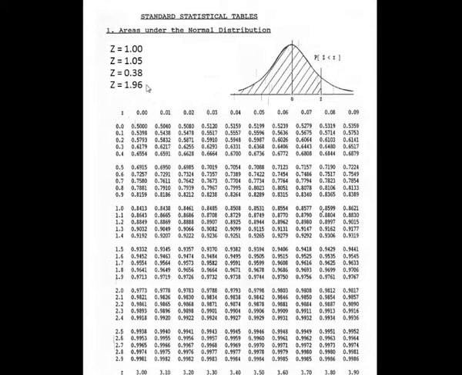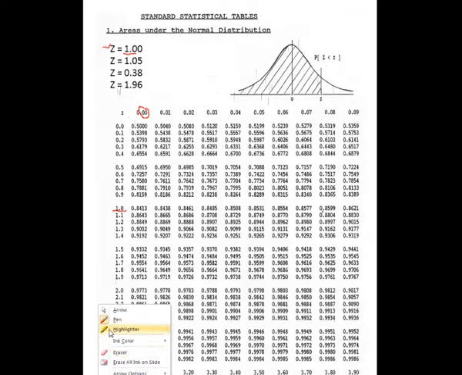Let's see how to read it. We have some sample Z values up top here. All Z values are essentially 3 digits, a whole number and 2 decimal places. If we're looking at Z equals 1.00, the first 2 values, the 1.0, are going to come from the left-hand side of the table. So I'm going to find 1.0 here. The third value in your Z value is going to come from the top of the table. So I'm going to find a 0 here, and here it is. And then I just find where they meet.